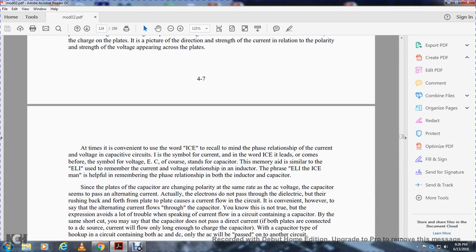At times it is convenient to use the word ICE to recall the relationship of the current and voltage in capacitive circuits. The I is the symbol of the current, and in the word ICE, I comes before the symbol E, with C of course standing for capacitive. The memory aid for the inductor is ELI. Remember the current and voltage relationship to the inductor.